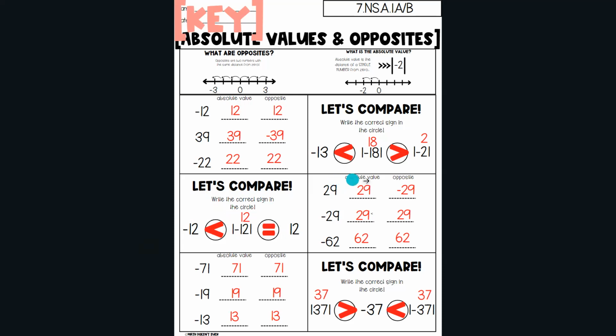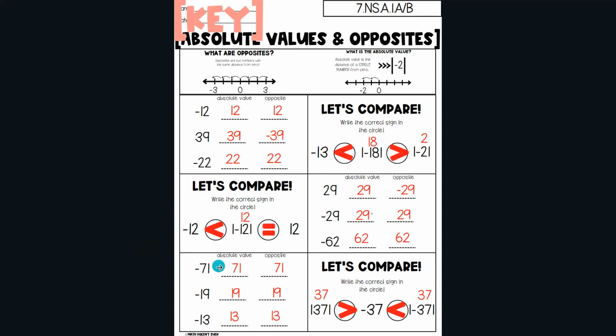Over here, we're doing the absolute value and the opposite. 29 has an absolute value of 29 and an opposite of negative 29. Negative 29 has an absolute value of 29 and its opposite is 29. Negative 62 has an absolute value of 62 and its opposite is 62.